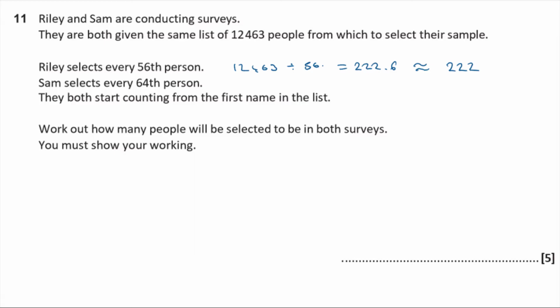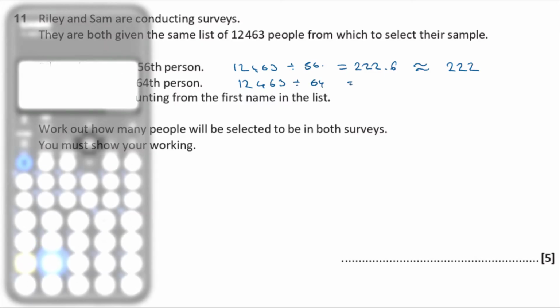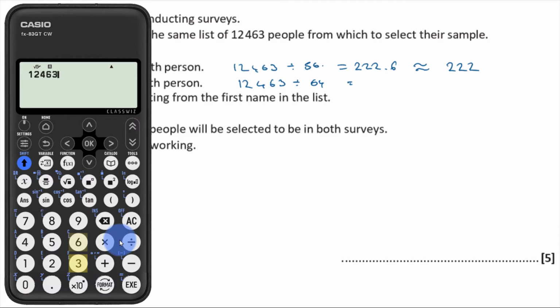And then for Sam, he's doing the same thing, but he's going through every 64th person. So what does that come to? 12,463 divided by 64 comes out to be 194.7.